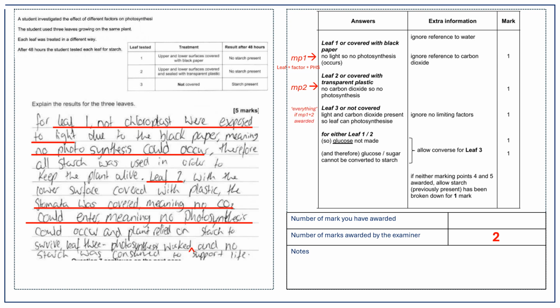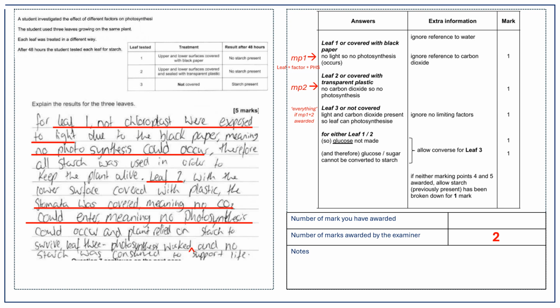It is worth noting though that if this student had said the leaf has everything it needs for photosynthesis, they would have been awarded marking point 3 because previously in their answer they have specified the factors for marking points 1 and 2.